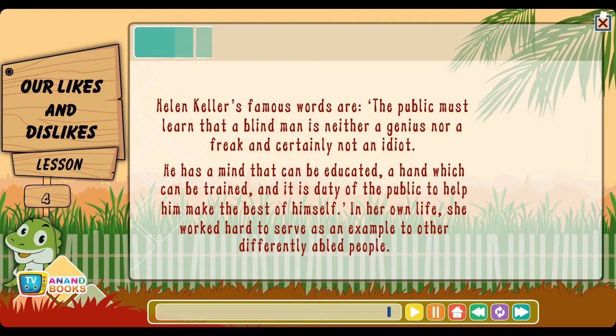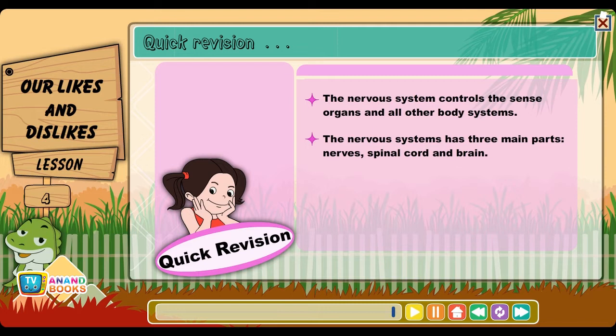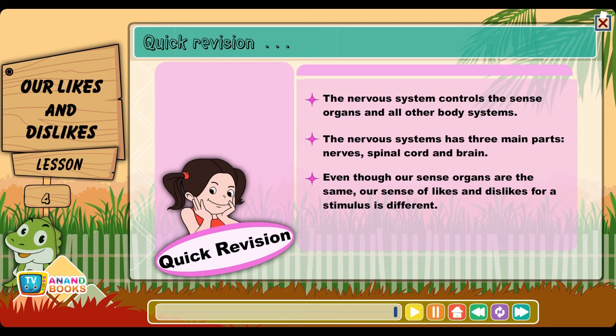Quick revision. The nervous system controls the sense organs and all other body systems. The nervous system has 3 main parts: nerves, spinal cord, and brain. Even though our sense organs are the same, our sense of likes and dislikes for a stimulus is different.